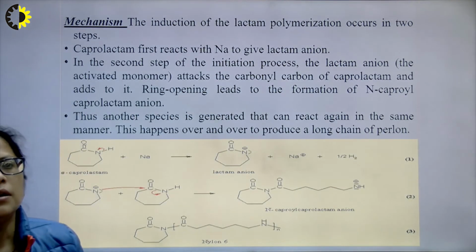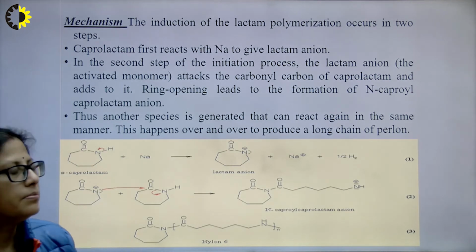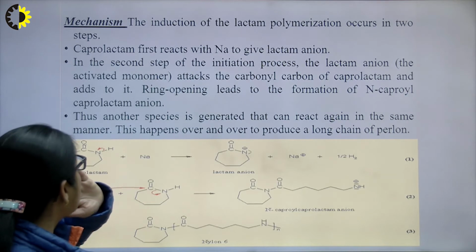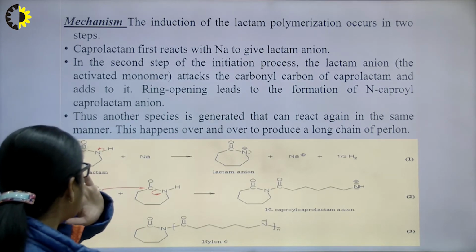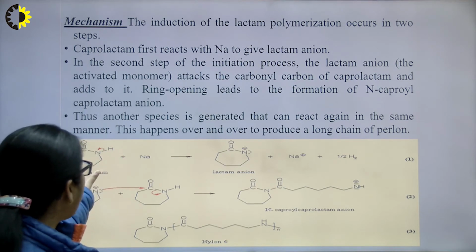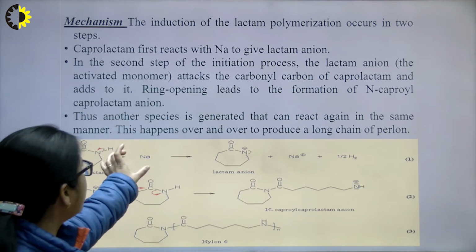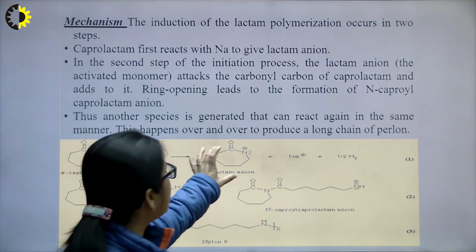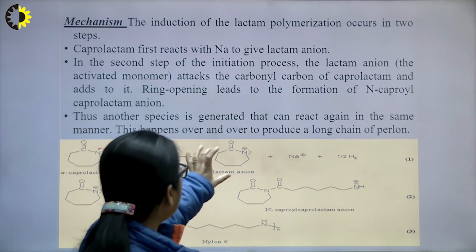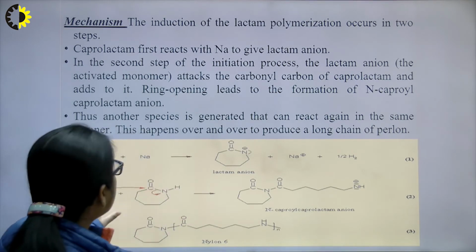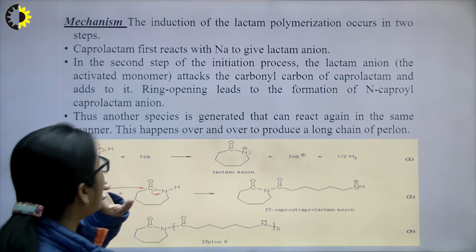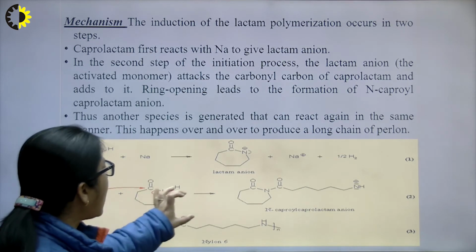Now, coming to the mechanism. The initiation of the lactam polymerization occurs in 2 steps. First, the caprolactam reacts with sodium. This is the eta caprolactam. It reacts with the sodium to form the lactam anion. And in the second step of the initiation process, this lactam anion attacks another molecule of the caprolactam and adds to it.